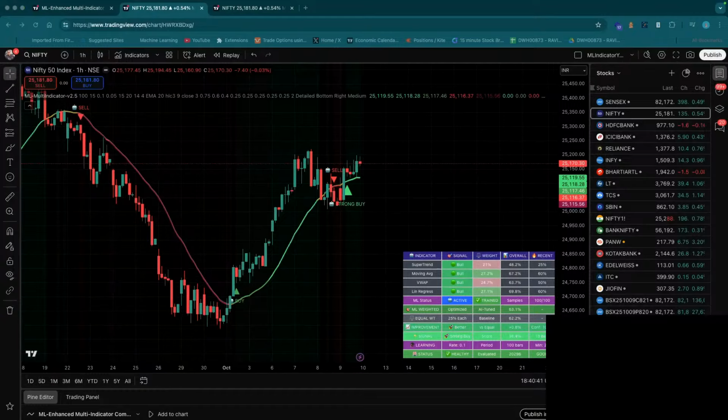Indicators for all time frames. Which stocks will be best to trade? How to choose the best strike price, and can you add strike prices in the future? So no, I think the strike prices I would ideally leave to you.